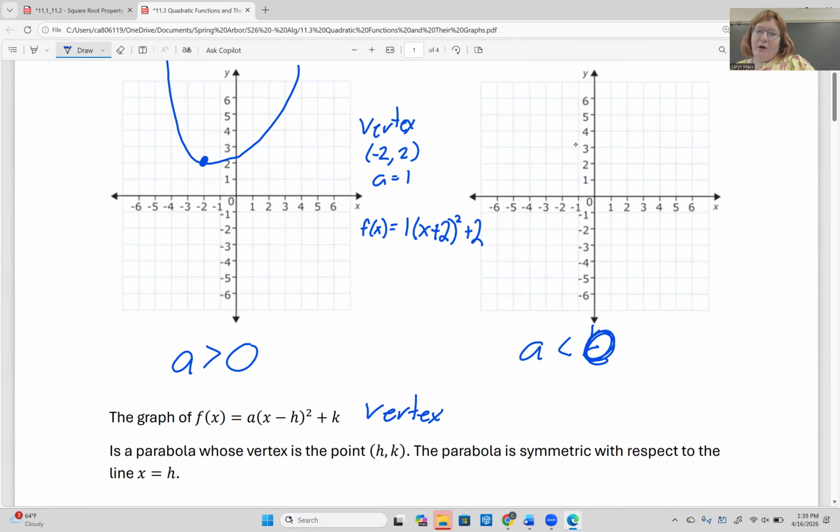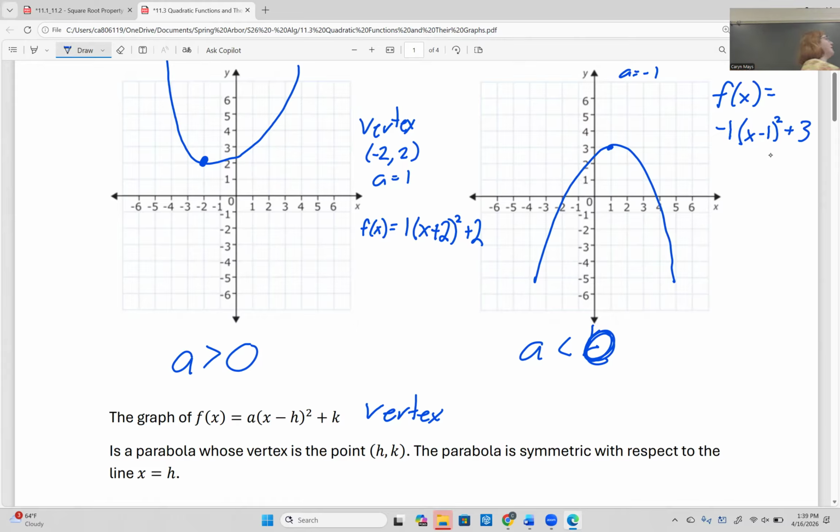If it opened down, I'm going to pretend A is -1 in this case. If it opened down, I'd still do the same thing, but I'd have -1 times x minus the x coordinate of the vertex. So the x coordinate is 1. So for the vertex I just made there, I'd have (x minus 1) squared plus the y coordinate. What's the y coordinate there? 3.